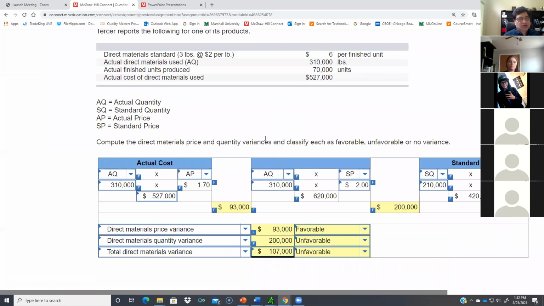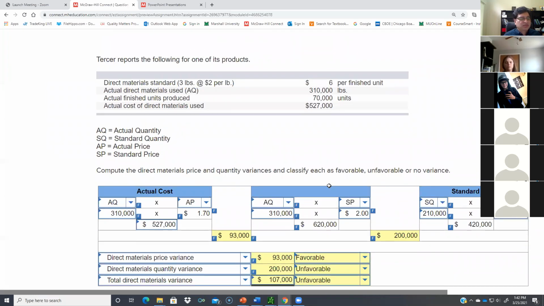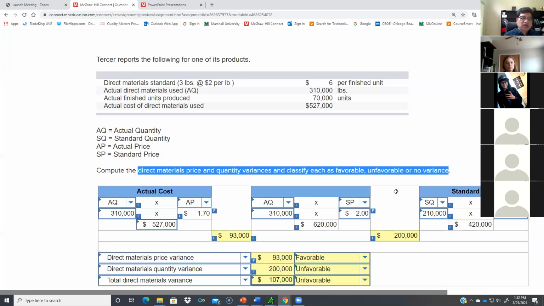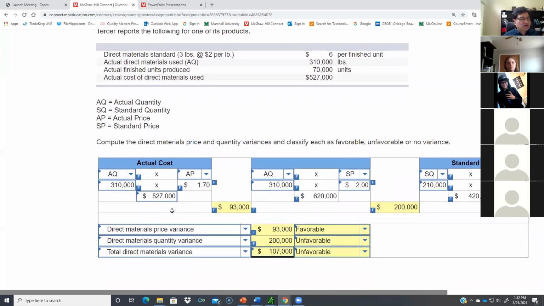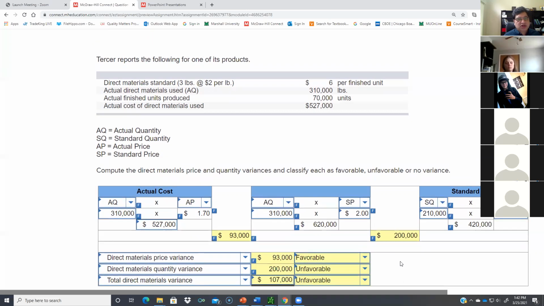So here is basically the problems for the material variance, direct material price variance and the quantity variance. So again, try to do this on your own. Try one of the problems to do the direct material price variance and quantity variance. See if you can match the numbers, please, quickly. Write down the formula and the answers. See if you can do it.